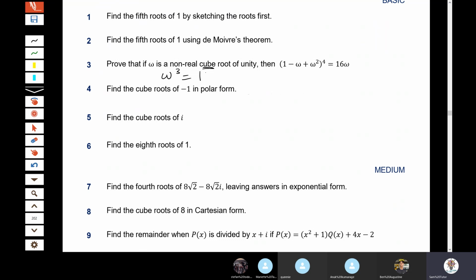What does that mean about omega to the power of 4? What do you guys reckon? Not 1 plus. It's omega times omega cubed, which is omega times 1. Which means omega to the power of 4 is actually omega.